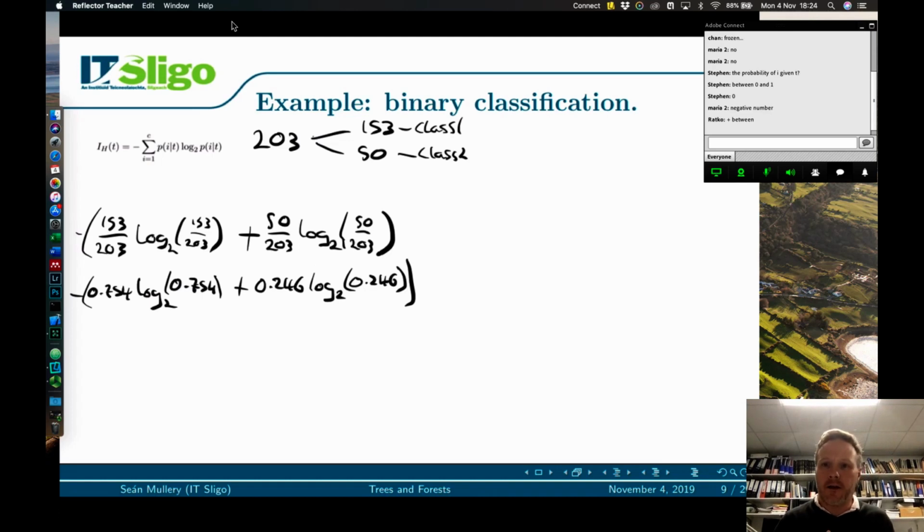Right. The next question then is, how do we get the log to the base 2 of 0.754? So check your calculator there and see if you've got a log to the base 2. And I'm betting you don't, because my one certainly doesn't. So there's a trick, there's a way around this. So if anybody knows the way around it, let me know. Otherwise, I'm going to tell you.